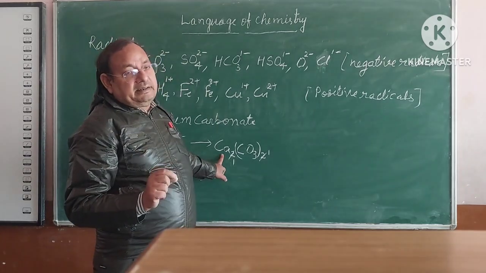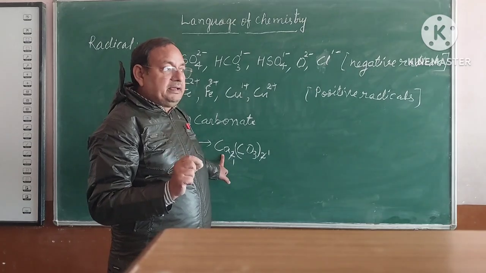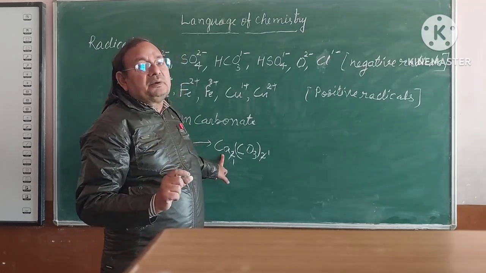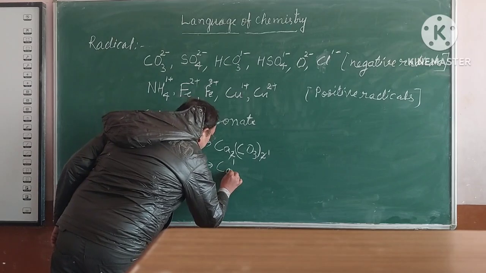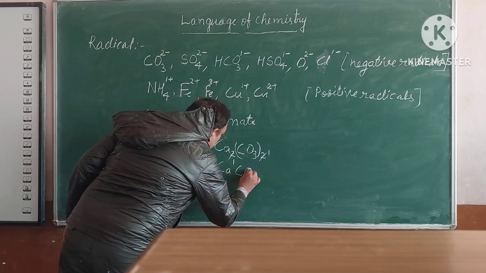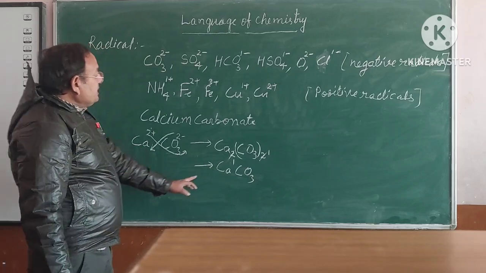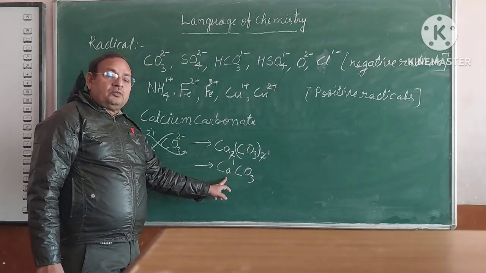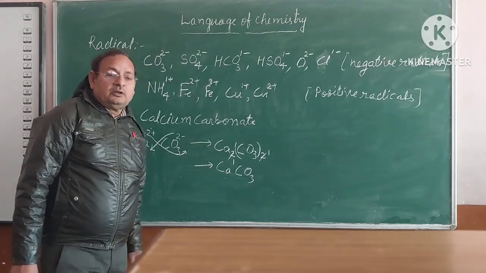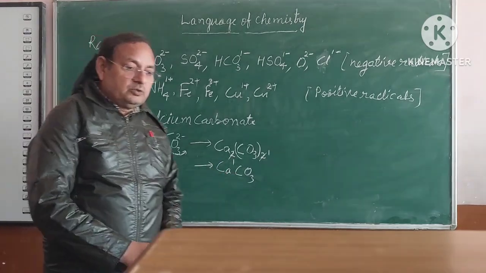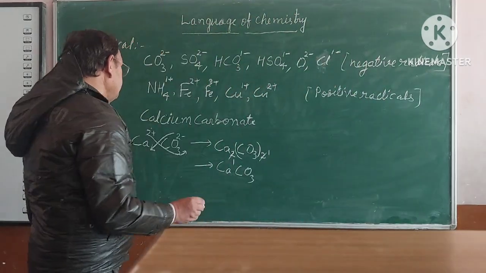1 is not written as it is understood. 1 is multiplied in all the numbers. So it will be like this: CaCO3. This is the final formula of calcium carbonate, CaCO3. Now I am going to explain this by taking another example.